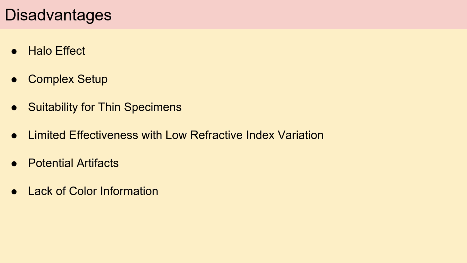Lastly, while phase contrast microscopy enhances contrast without staining, it does not provide color information. This can be a limitation when color differentiation is necessary for identifying specific structures or components within the specimen. Despite these disadvantages, phase contrast microscopy remains a powerful tool for observing live cells and transparent specimens, but it is essential to be aware of its limitations and potential artifacts when interpreting the results.